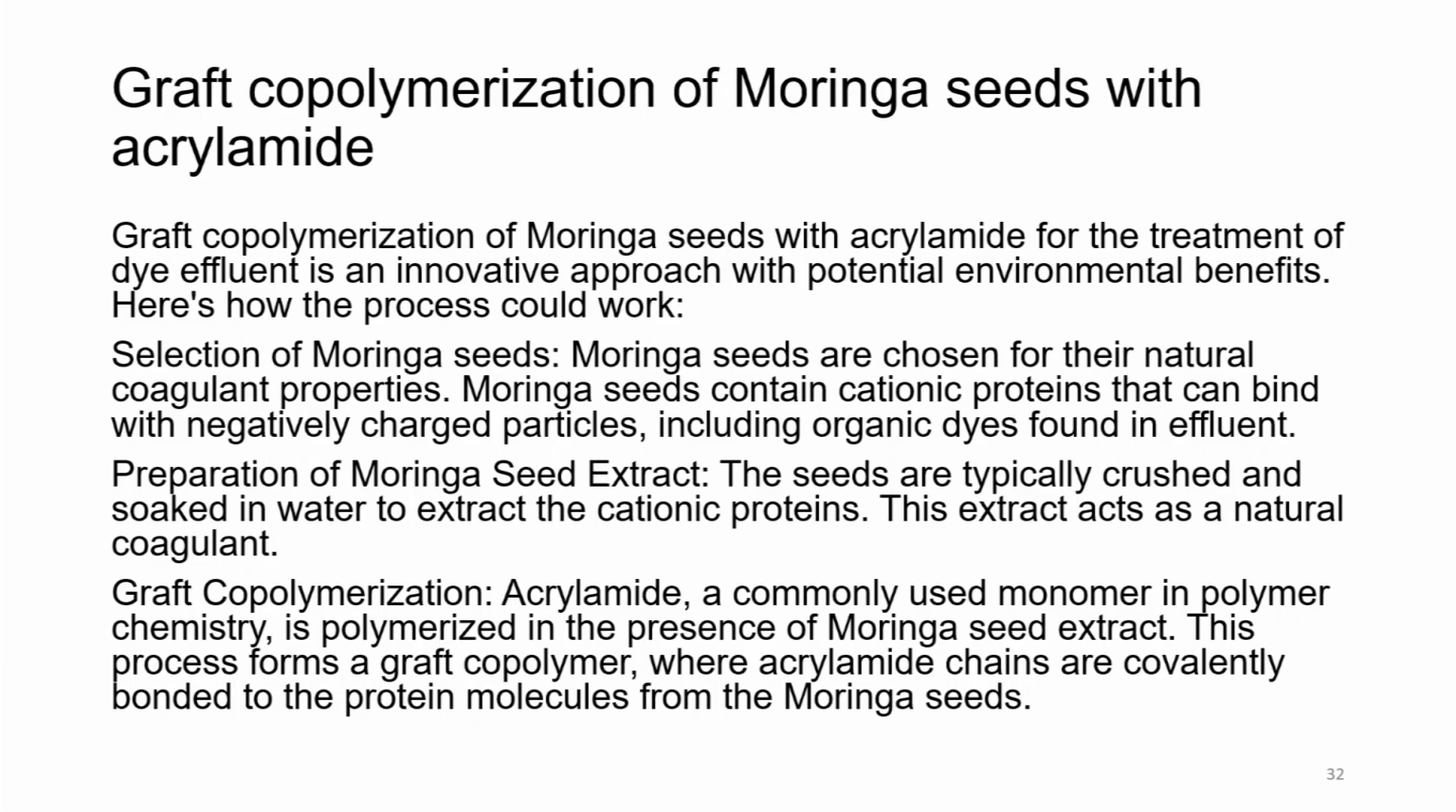Preparation of moringa seed extract. The seeds are typically crushed and soaked in water to extract the cationic protein. This extract acts as a natural coagulant. Graft copolymerization. Acrylamide, a commonly used monomer in polymer chemistry, is polymerized in the presence of moringa seed extract. This process forms a graft copolymer, where acrylamide chains are covalently bonded to the protein molecules of the moringa seed.